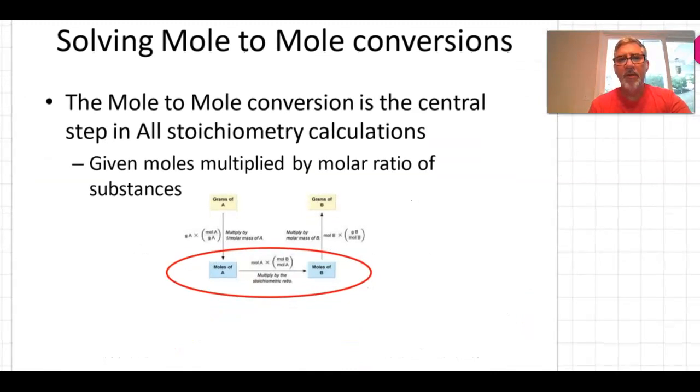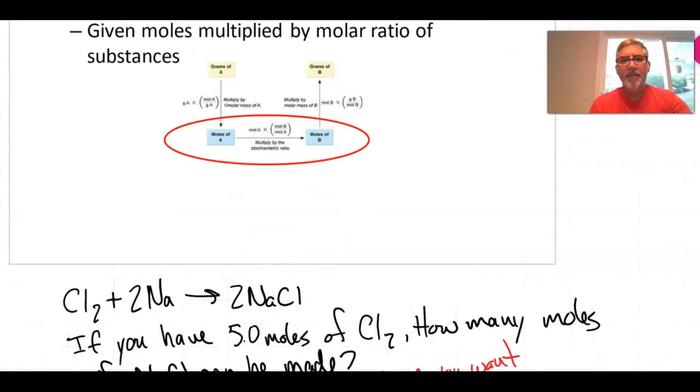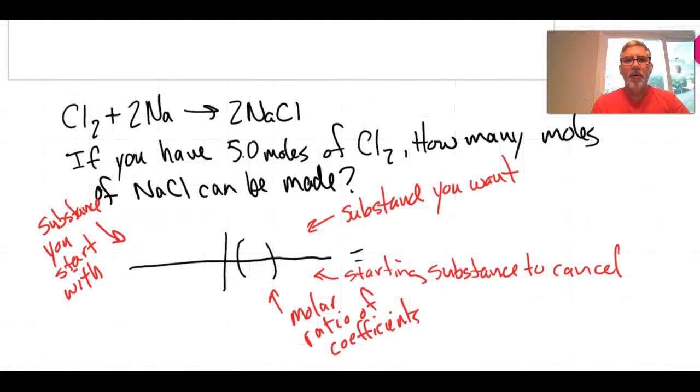So solving problems, that's the mole to mole. We just talked about that. I'll give you some examples for your homework. All right, so I give an equation here. We have molar ratios of coefficient. Remember, if you see something without something listed in front, it's the assumed one. Okay, so if you start with 5 moles of Cl2, we'll put that here. Substance you start with.